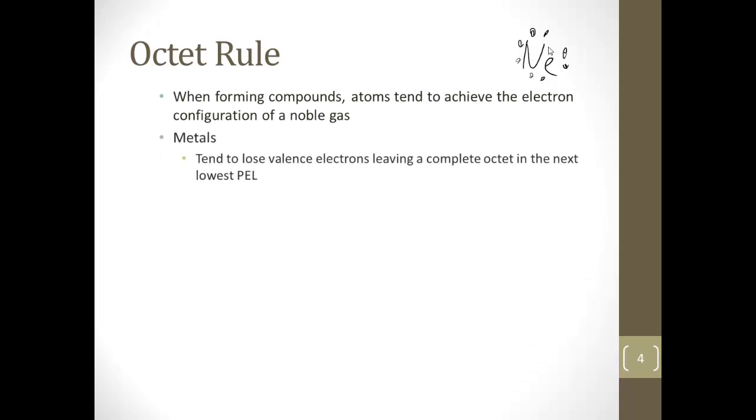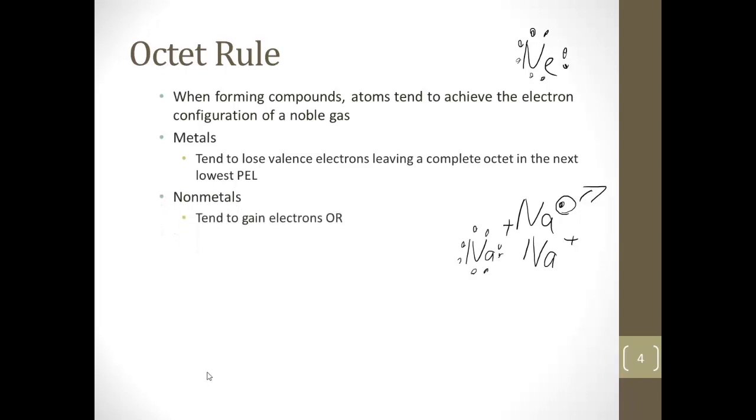So our metals tend to lose valence electrons, which leaves a complete octet in the lowest principal energy level. Here's what that means. Take sodium, Na, which has 1 valence electron. If sodium gives up this valence electron to something, it becomes Na+, positive because it has lost 1 electron. Because this outside electron is gone, the sodium is going to look like 1, 2, 3, 4, 5, 6, 7, 8, because it's the next inner level. It's going to look like neon. And that's what it's trying to do.